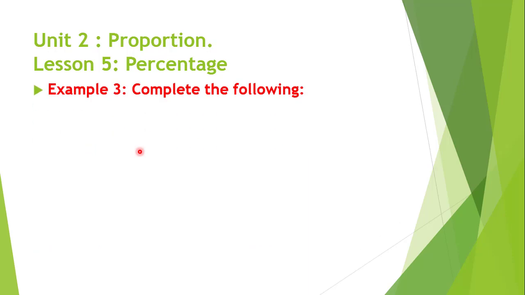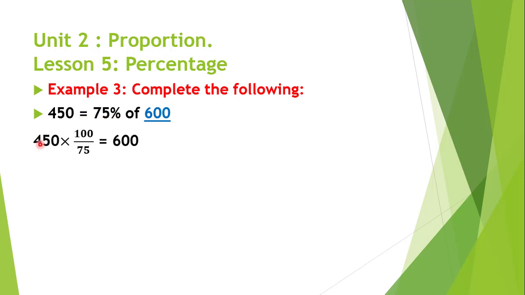Example number 3, complete the following. The first one, 450 equals 75% of what? Okay, here I have the part and the percent. I want the total, so I multiply by 100 over 75. So 450 times 100 over 75, because I want the total here. So the result will be 600.